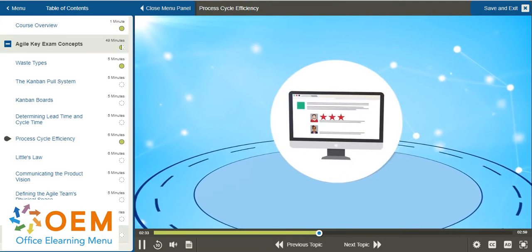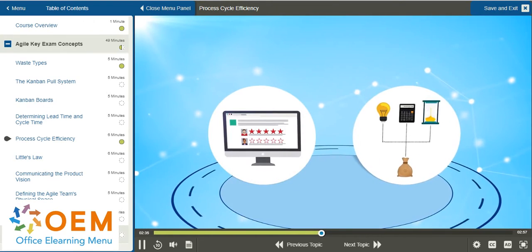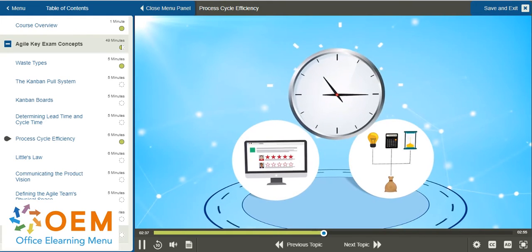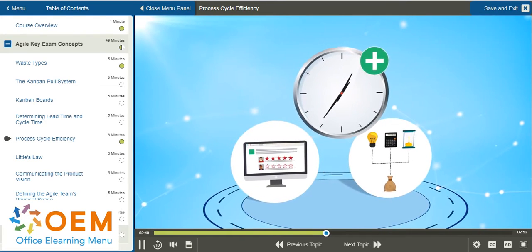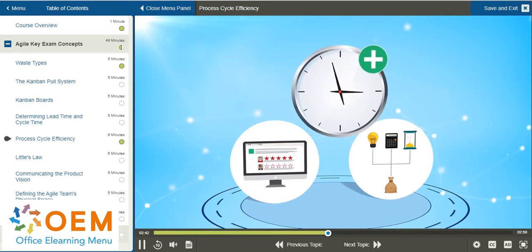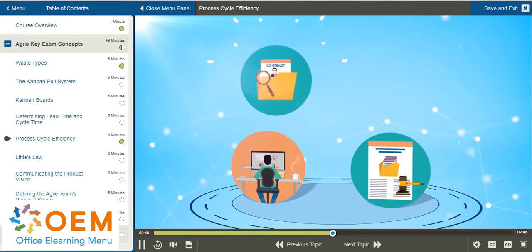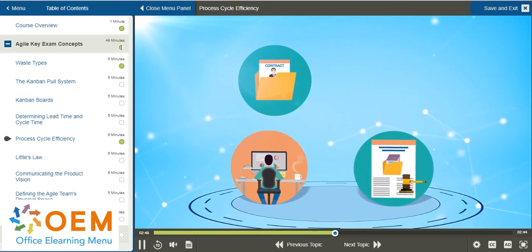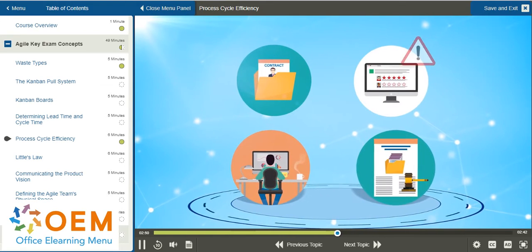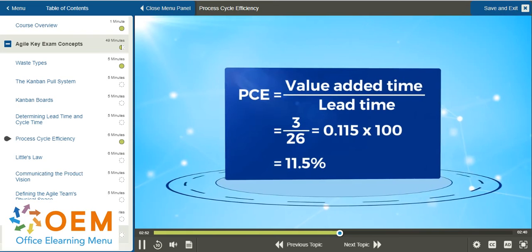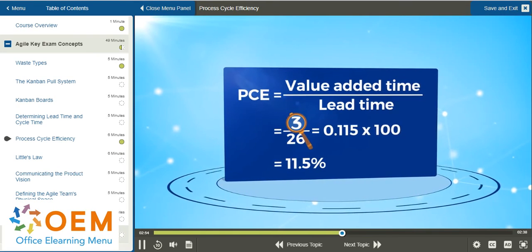From customer feedback, the team members determine a value-added time of 3 minutes by adding up the required time to actually mix up the ingredients. They do not include time spent monitoring and recording the process for the organizational database. That time adds no value for the customer. This means that the numerator in the PCE formula is 3.